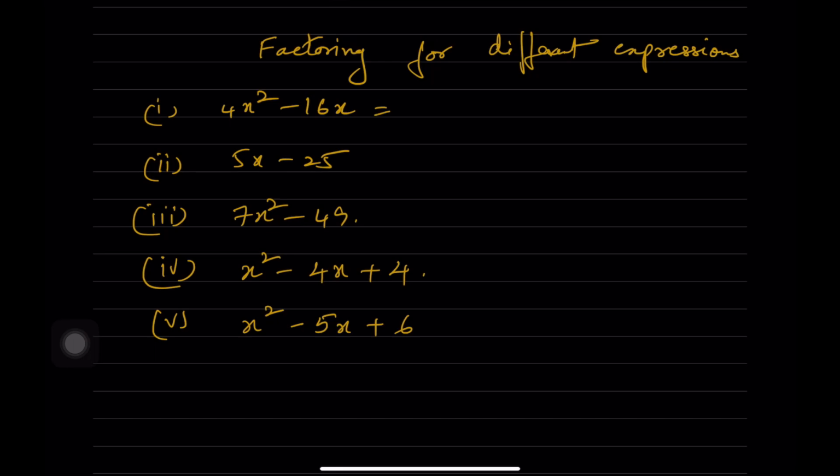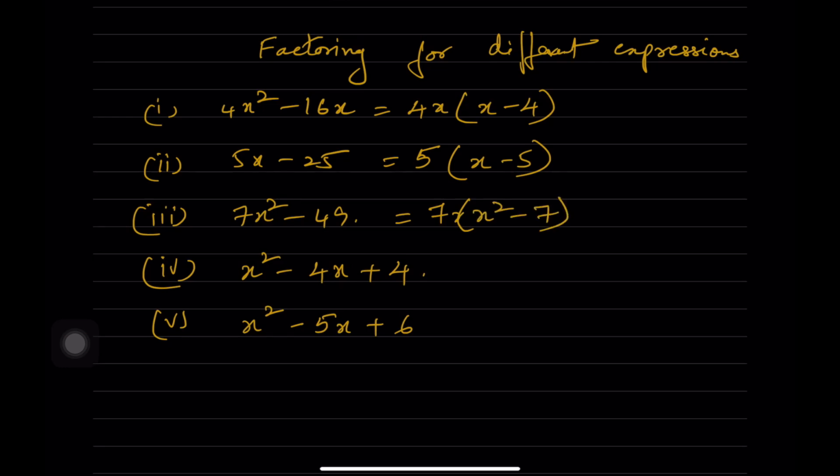If you have to write it down directly, you can just write what is common in both of them. 4x is common, so you'll get x minus 4. If you use the distributive property and take this 4x inside, you get back this answer. Now here again, 5 I can take out common in both of them, so you get 5 into x minus 5. Now this is 7x square minus 49. If I take out 7 common, you get x square minus 7 inside.